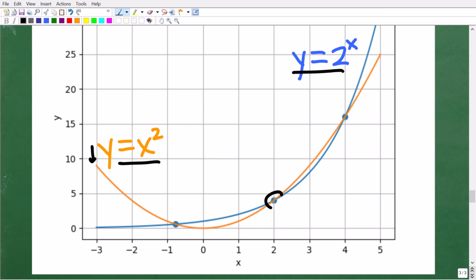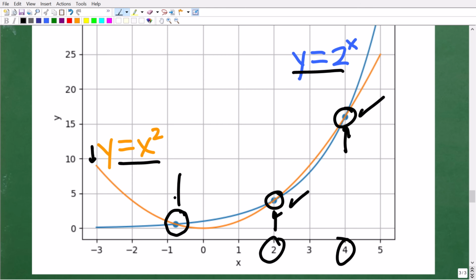So remember we had two solutions, i.e. two intersection points, and that was 2 and 4. All right, so these are 2 points of intersection. So 2 and 4 are good solutions. And here is our other solution right here. So this solution is somewhere between 0 and -1.